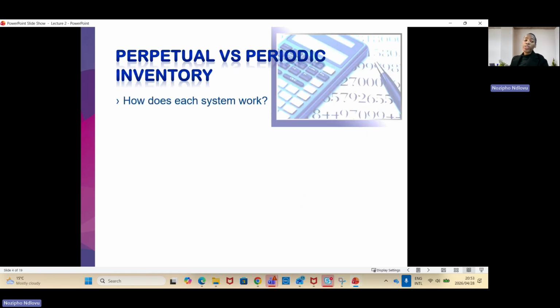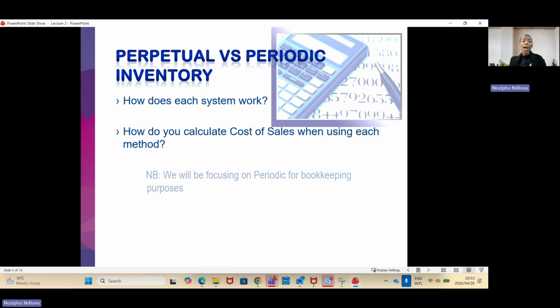Okay, then we are going to look into, these are just definitions, perpetual versus periodic inventory. How does this system work and how do we calculate cost of sales when you're using each of these methods? We have perpetual, we have a periodic inventory system. How do we calculate this and how do we use the cost of sales for each of these? We need to be focusing specifically for this module on the periodic, for bookkeeping purposes.